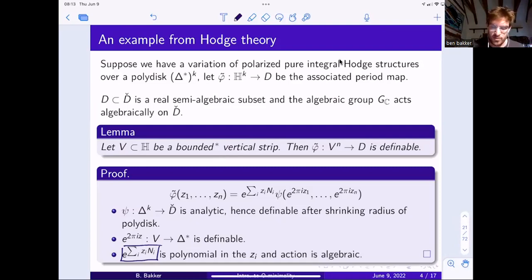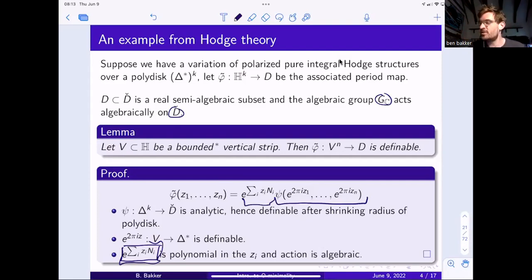It doesn't make a difference, but let's just assume it has unipotent monodromy, so it's easier to make this argument. If the monodromies are all unipotent, then these N_i are nilpotent, and this exponential is actually just some polynomial. This is some element of this group G_C, which is polynomial in the z_i. So this matrix is just some algebraic function of the z_i, and the action of G_C on D check is definable because it's algebraic. So we know that this chunk is definable, and the action of this on that is definable. So this whole thing is definable.